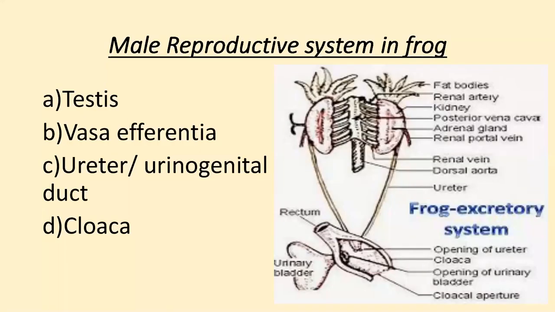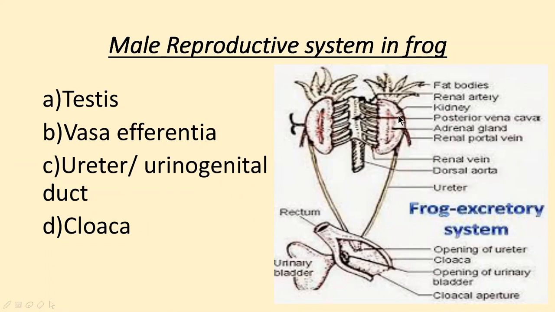Now this was all about today's lecture, and before ending, I would like to explain the diagram of the male reproductive system. As I told you, I will repeat it in the last. Now you can see some organs here: the testes, vasa efferentia, ureter, urinogenital duct, and the cloaca. I will try to explain because in this diagram, the testes are not clear.